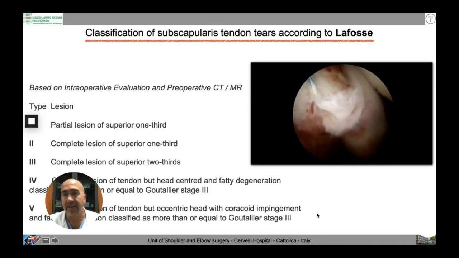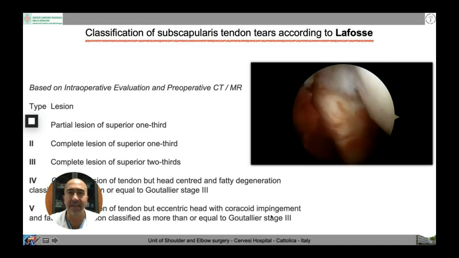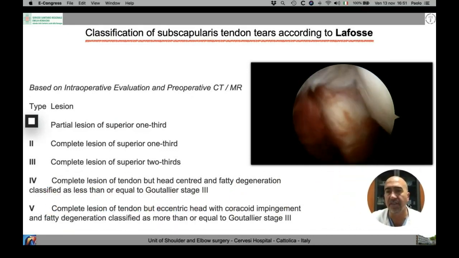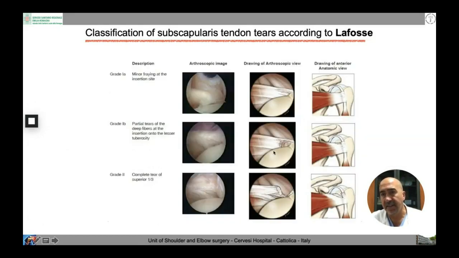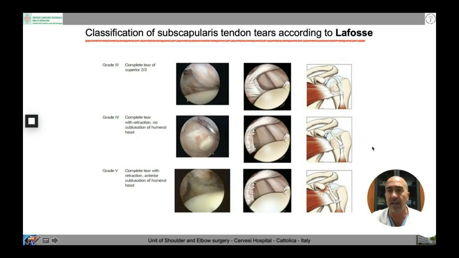Different is the topic of the subscapularis, which I think we have to consider apart because it is different from the other tendons. In this case, we know that the subscapularis can have a partial lesion of the superior third, a complete lesion of the superior one third, the superior two thirds, or a complete lesion of the tendon. You can see here the different classification. This is an arthroscopic classification. And in the last cases, you can see that there is a subluxation of the humerus towards the coracoid edge.